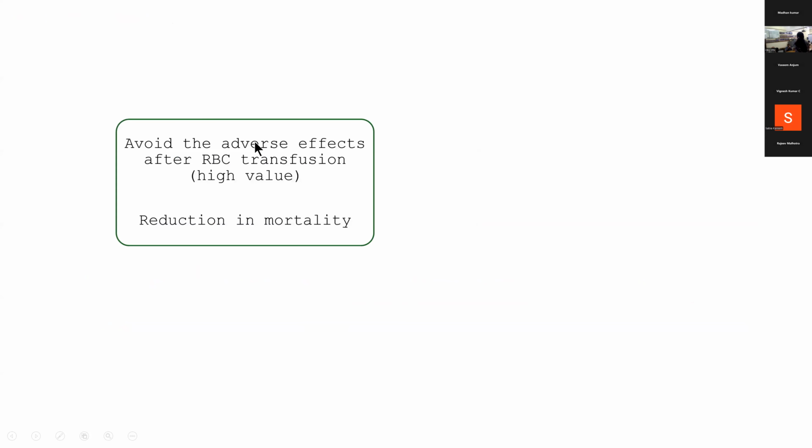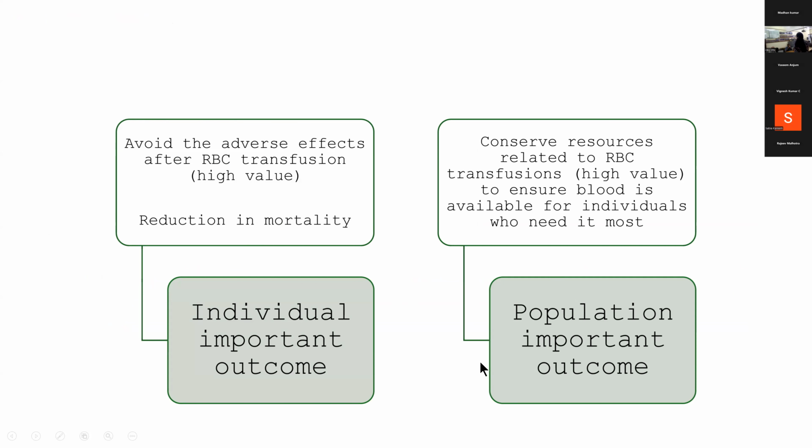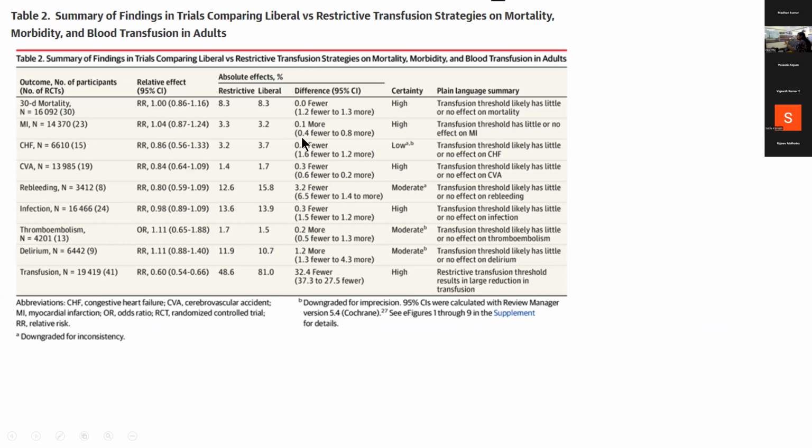As a patient, I would want a transfusion if my mortality was going to reduce, but I also don't want the adverse effect. But as a population, I have to make sure that there is enough blood in the blood bank to give to patients who actually need it. So you have to look at the individual outcome as well as the population outcome. The guideline panels have looked at both and found that there was no major difference in mortality in both the groups.